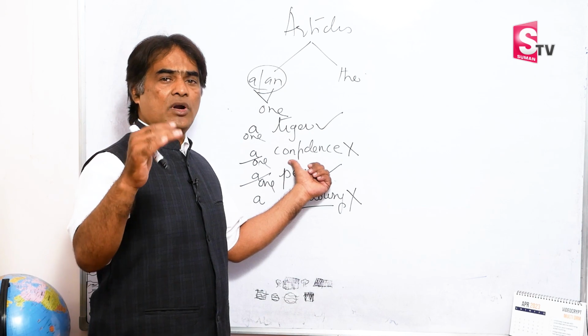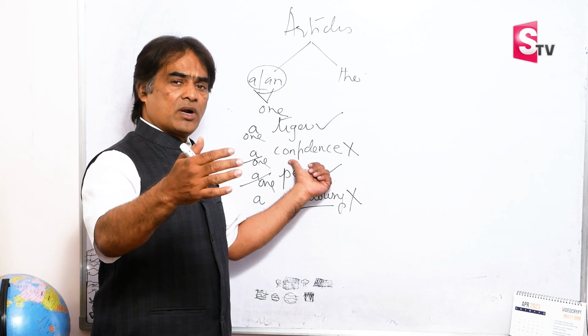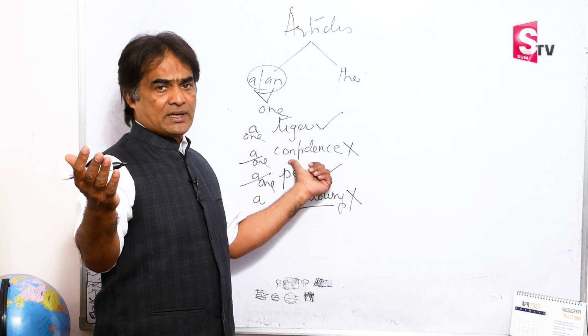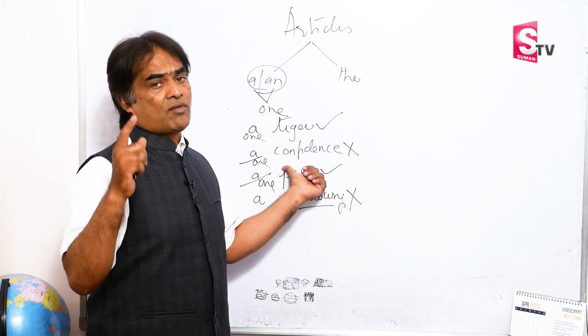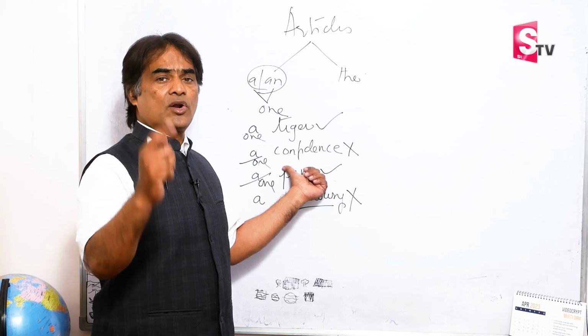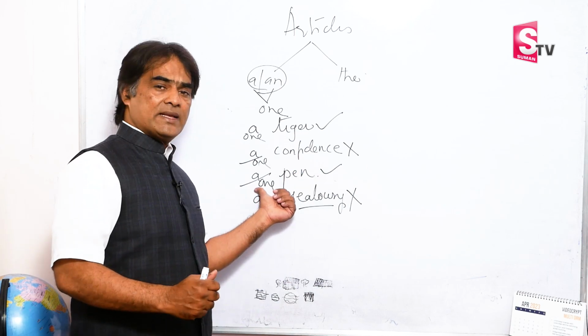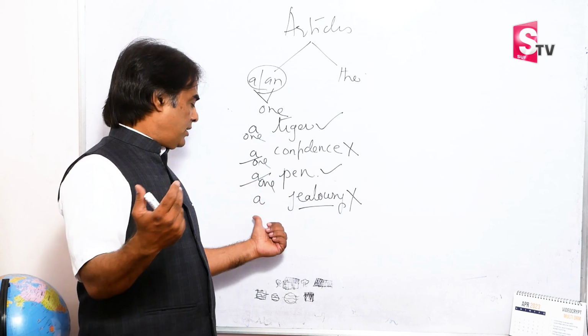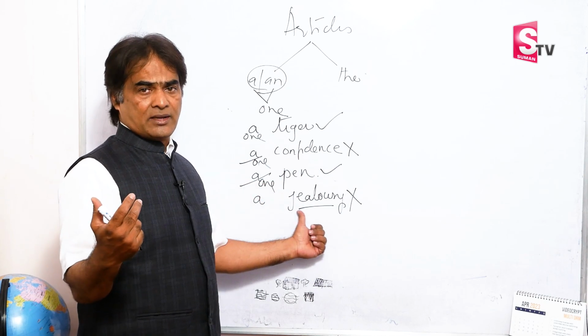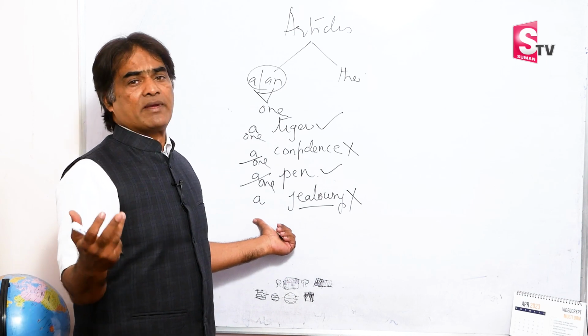We say somebody's got a lot of confidence or he's got more confidence than the other person. It is measured but not counted. So we can't have a for confidence because it's not countable. Likewise, pen is countable, so we may have a or an. A jealousy. Jealousy is not countable, so we cannot have a or an.